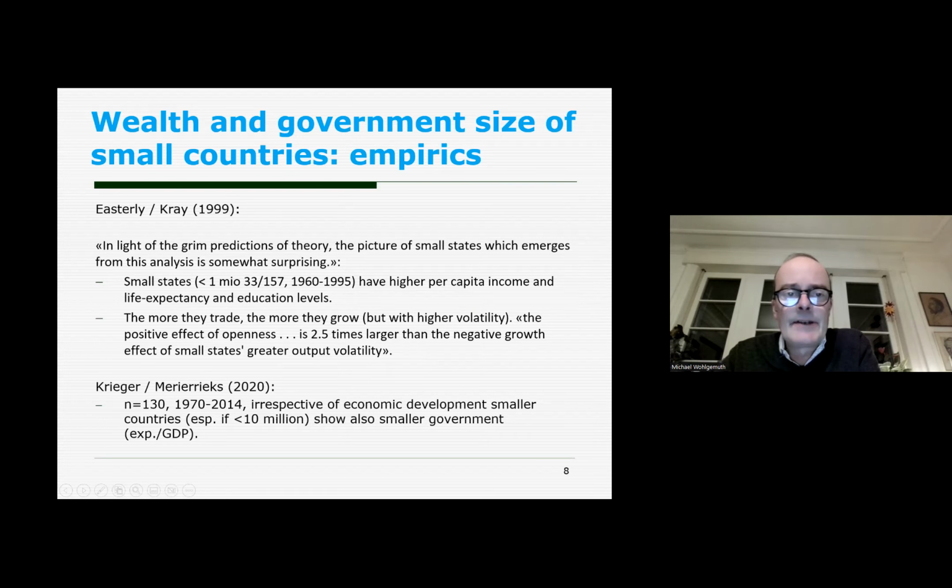The empirics say that, quite surprisingly, small states have higher per capita income and also a higher life expectancy and education level than larger states. So this is somehow contradicting what Alesina and others, and certainly Rodrik, predicted. And a basic explanation is the openness of trade.